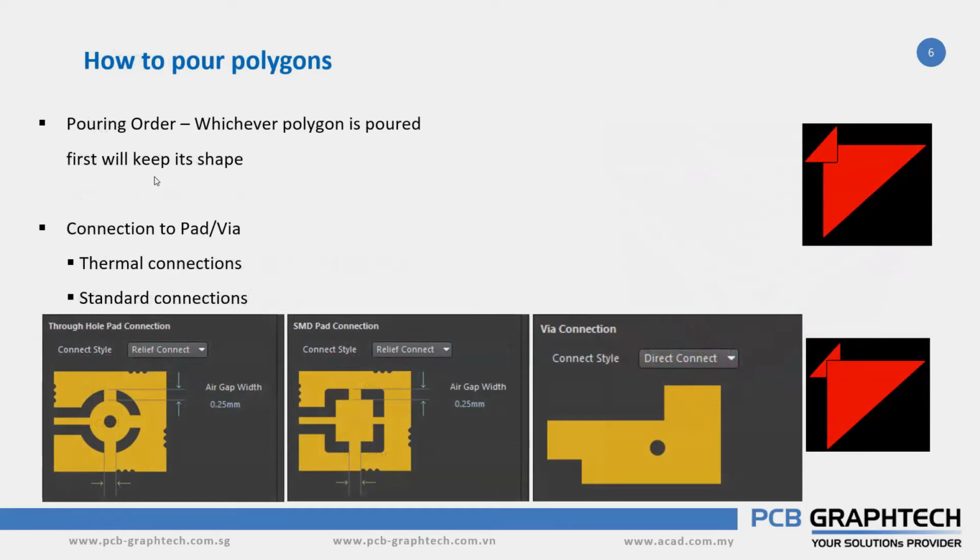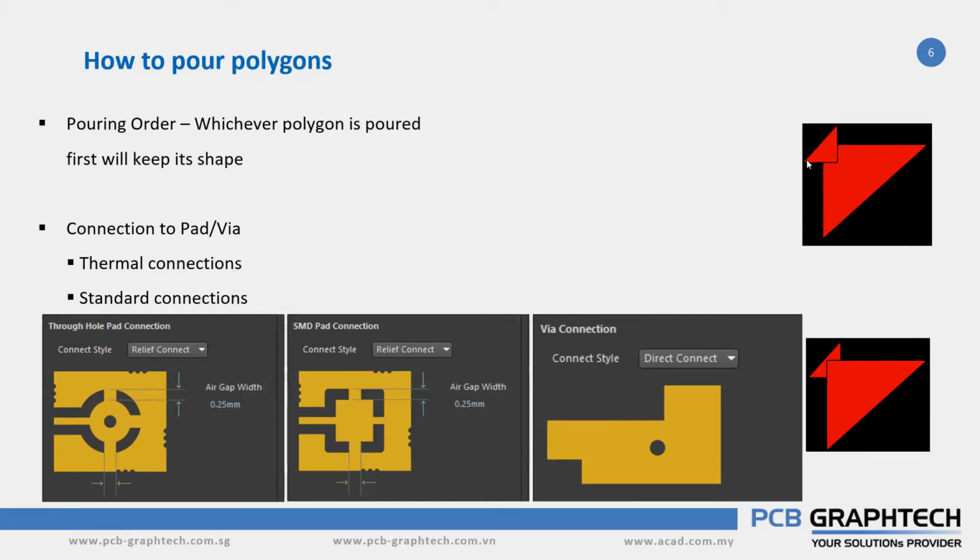Okay, so next one, how to pour the polygons in your PCB board. When you want to pour the polygon, there is some order. If I have a PCB board and we have 5 or 6 polygons, you can pour any number of polygons at any shapes or any different locations. But when you pour the polygon, the first polygon will have the highest priority, and that polygon will have its desired shape. For example, you can see this picture. I have a small triangle here.